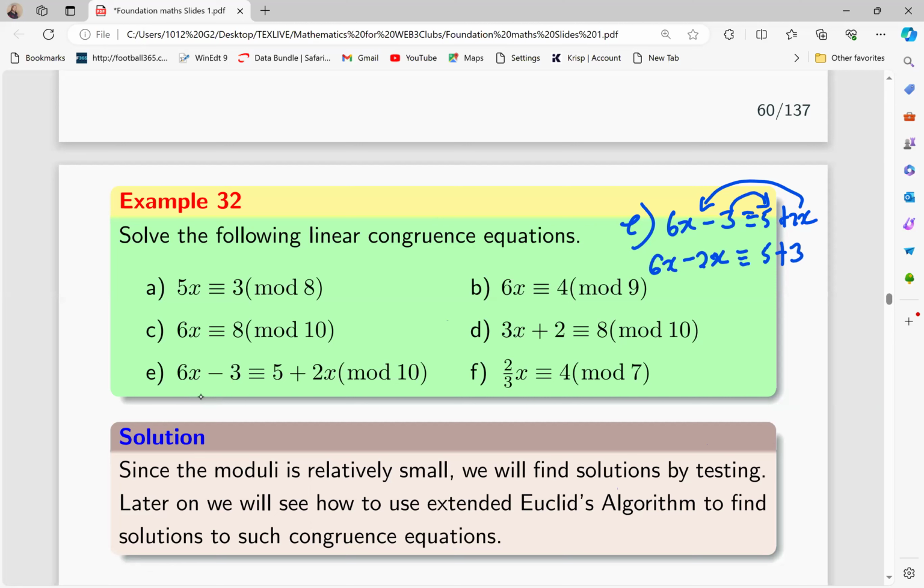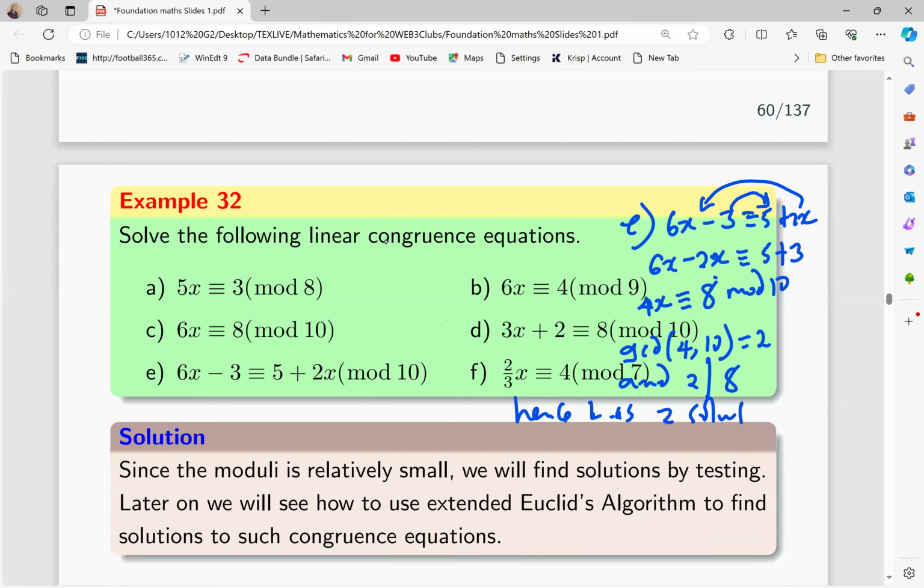So what do we have here? This is 4x is congruent to 8 mod 10. Now, we've simplified this. What follows next is to solve it. But before that, we check if it has a solution. Find the GCD of 4 and 10, which is 2. And check whether 2 divides the number after the equivalent sign. Check that. Of course, 2 divides 8. Hence, it has 2 solutions.